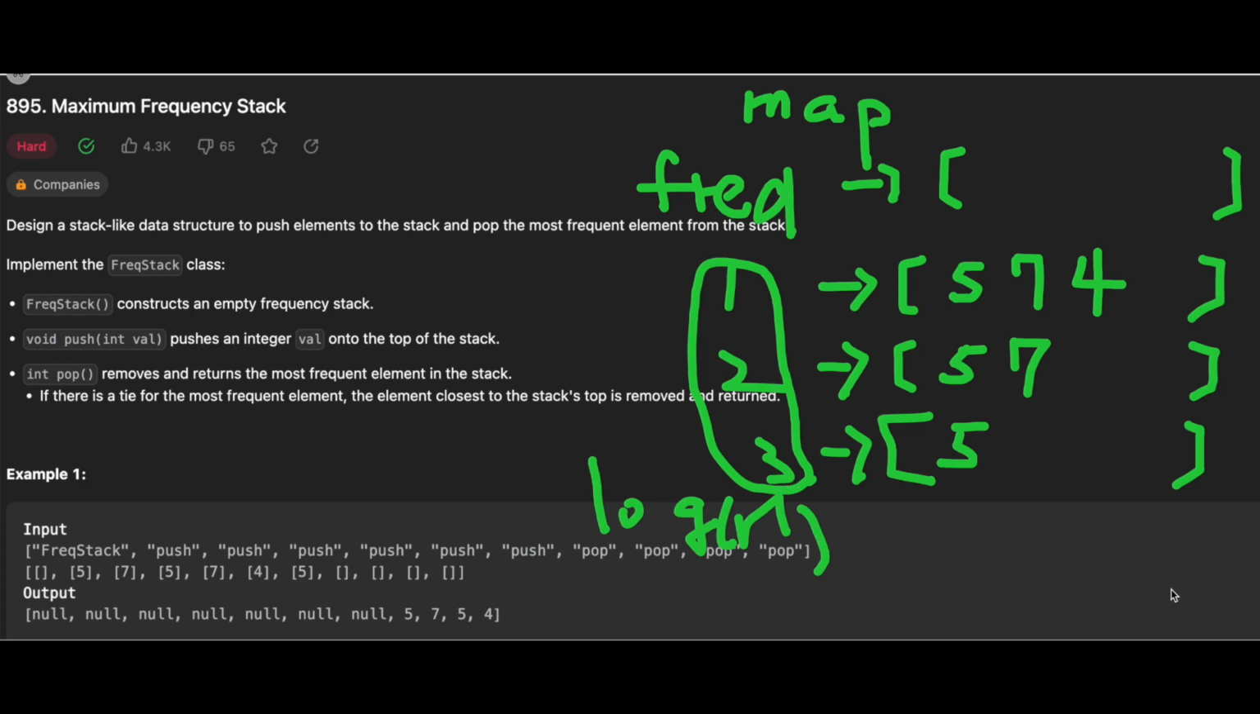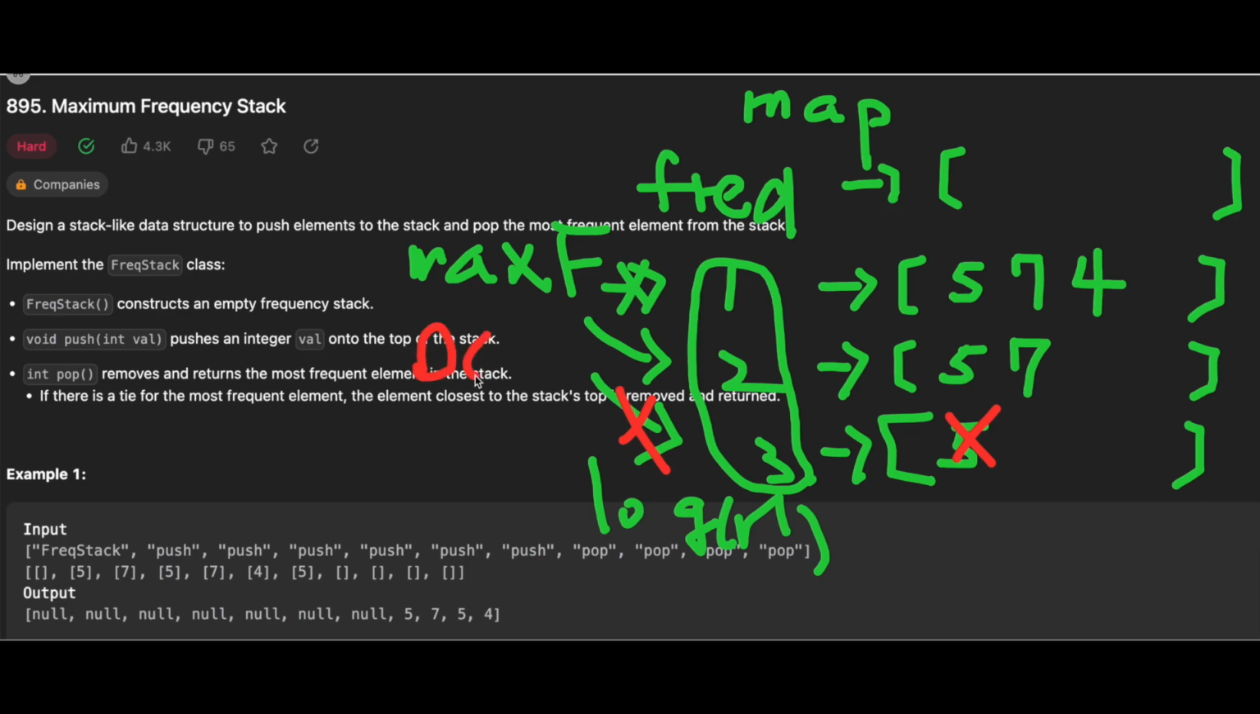keys. If we have another variable called max frequency, we can just keep track of that. When we add the 5 here, we keep track of the max frequency to be 2 and then 3. When we pop the 5, we can also remove this max frequency and switch it back to 2. We can keep track of the max frequency in here, and then we can have a time complexity of O(1).